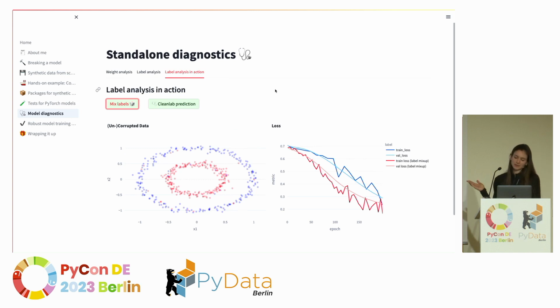But at the same time, in my loss plots, I'm seeing that if I mixed up my labels, my performance is a bit worse, but it's not really something where I would say, okay, I really need to go into my data and look at it again.